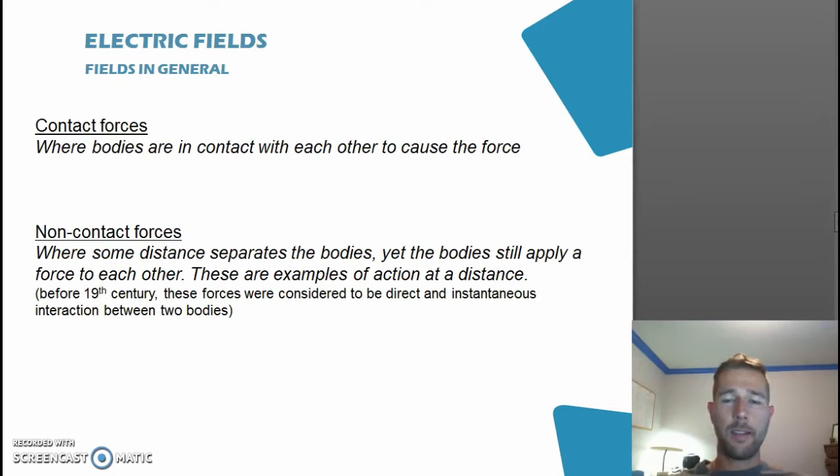Talking about electric fields in general, we have contact forces, where two particles or bodies are in contact and a force exists between them. This could be friction or something like that.